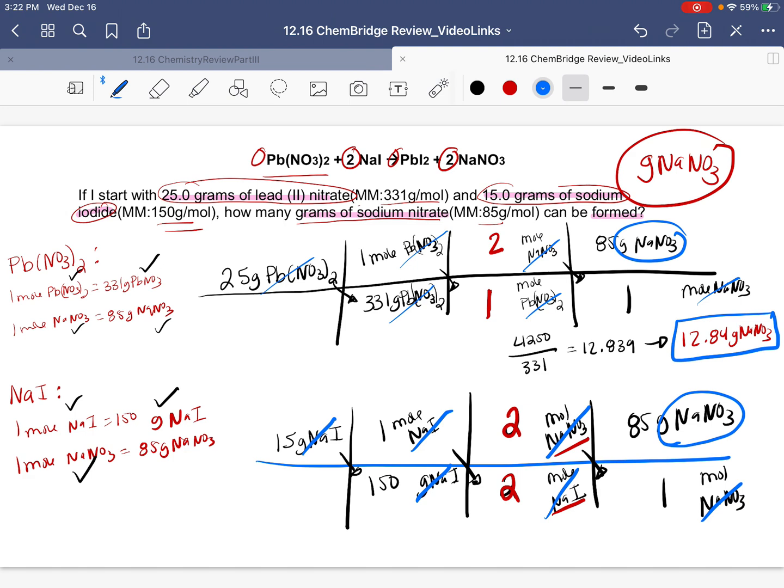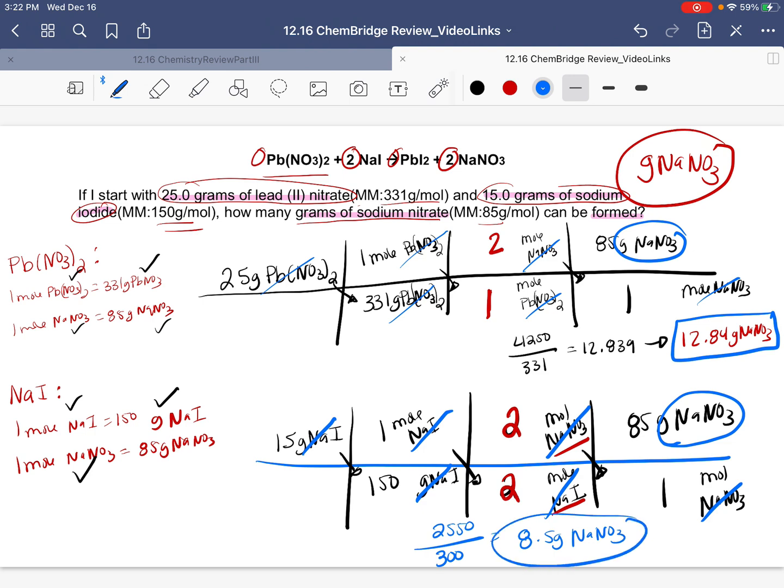So from here, you just have to plug it in and multiply the values on the top. 15 times 2 times 85. It'll get me a value of about 2,550, and I'm going to divide that by the values on the bottom. So 150 times 2, it gives me around 300. I just have to plug it into the calculator, and I get around 8.5 grams of sodium nitrate.